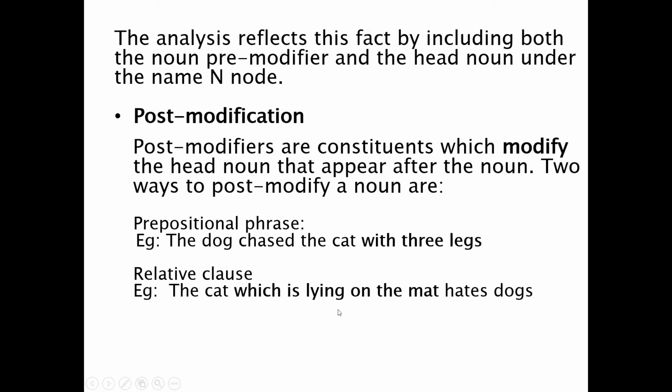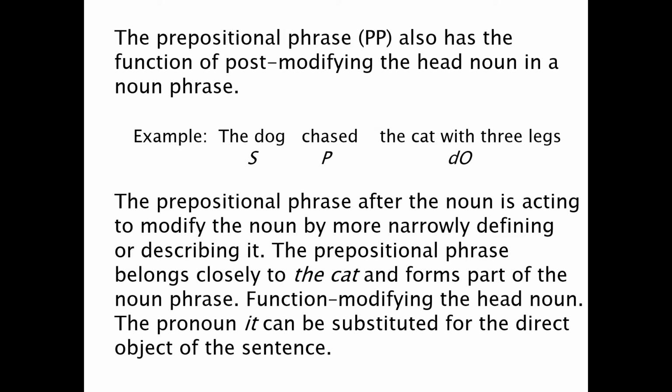So we can say the cat hates dogs. What, I mean, which cat? The cat which is lying on the mat. Or we can say the cat lying on the mat hates dogs. And we call this adjectival clause. So here we have two both modifiers for the noun phrase, that is the verb phrase, and then the relative clause or the adjectival clause.